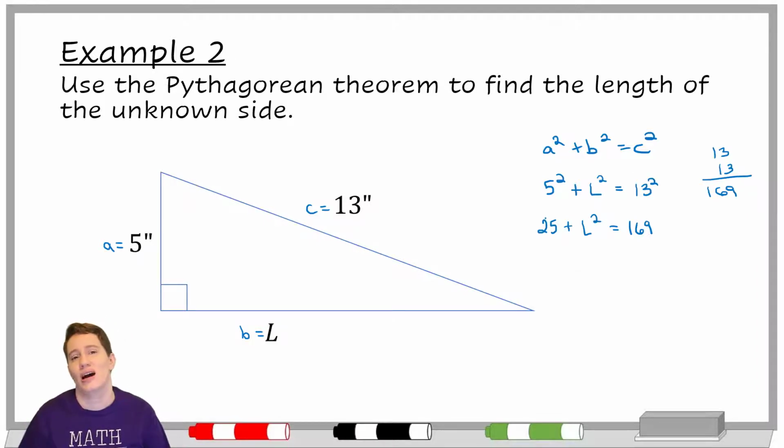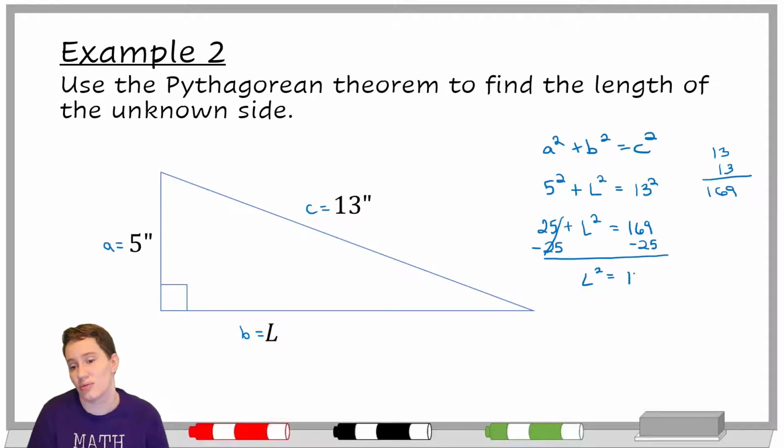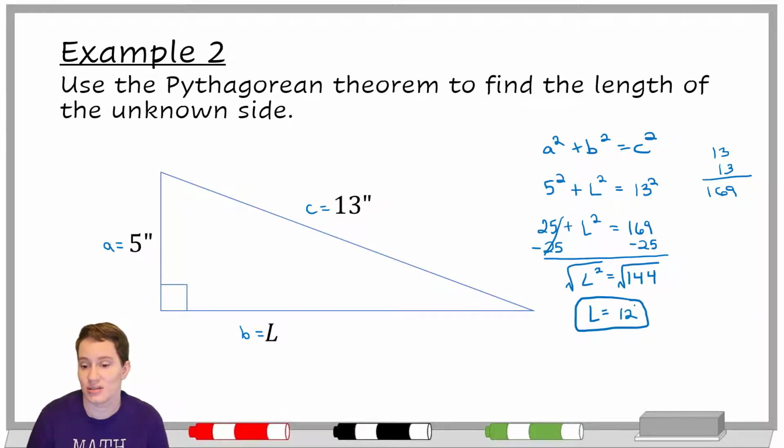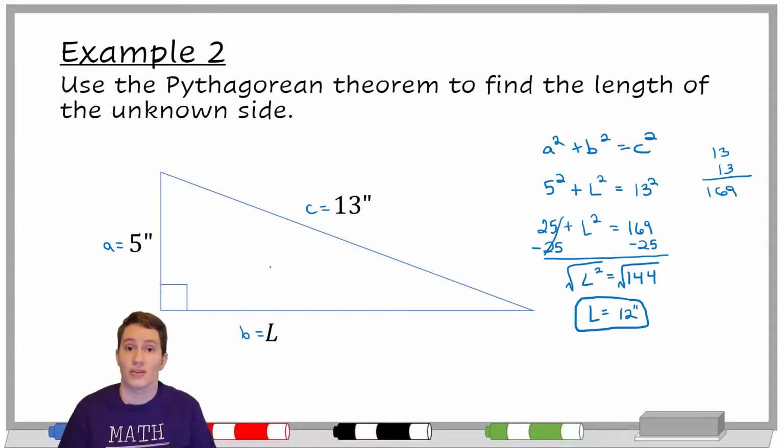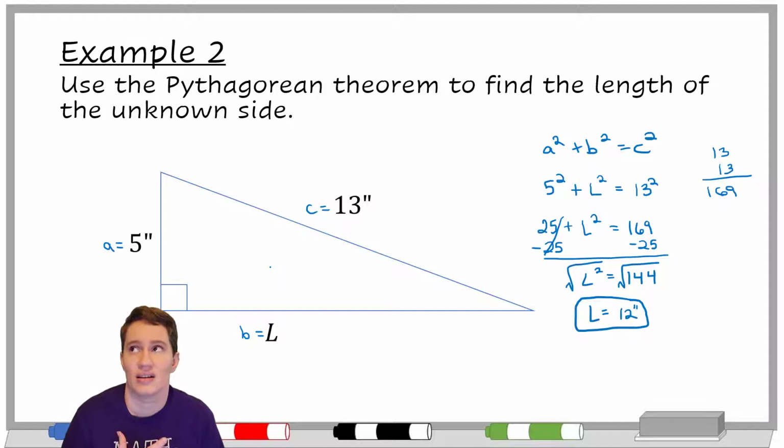Let's think back to how to solve equations and think, how can I make this so that instead of 25 plus L squared, I just have L squared? I will subtract 25 from both sides. And that means that L squared equals 144, which I just mentioned a second ago. The square root of 144 is 12, so that means L equals 12. I forgot my units. This is actually 12 inches. Better put that back.